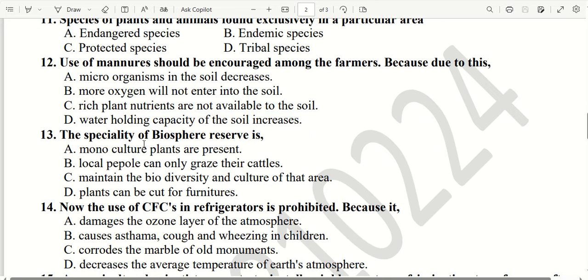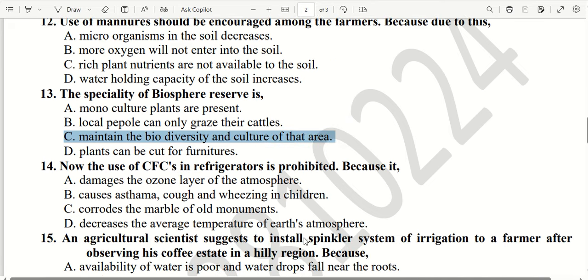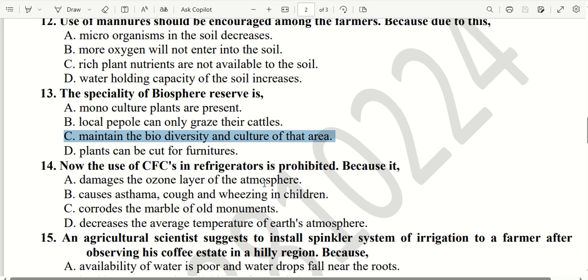And the speciality of the biosphere reserve: monoculture plants are present? Local people can only graze their cattle, maintain the biodiversity and culture of that area? Plants cannot be cut for furniture. So I think the answer is to maintain the biodiversity and culture of that area. Now, the use of CFCs in refrigerators is prohibited because it damages the ozone layer. So option A is the correct answer.